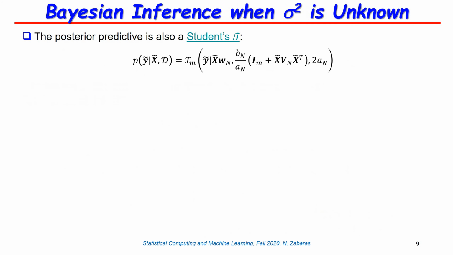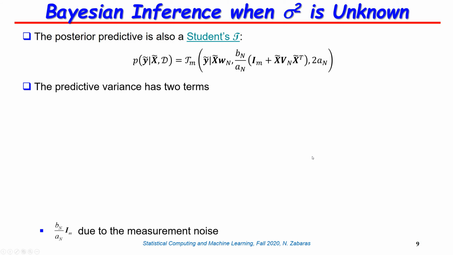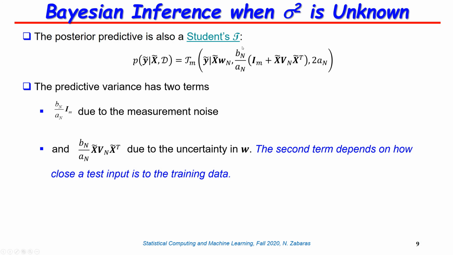So the predicted distribution is a student t distribution with degrees of freedom 2an. We know the mean, and we know the covariance, or approximately the covariance. Again, remember there is the degrees of freedom divided by nu minus 2 times this covariance. And there are two contributions, typical of this type of problem: one that has to do with the measurement noise, and another one that has to do with the uncertainties in W.